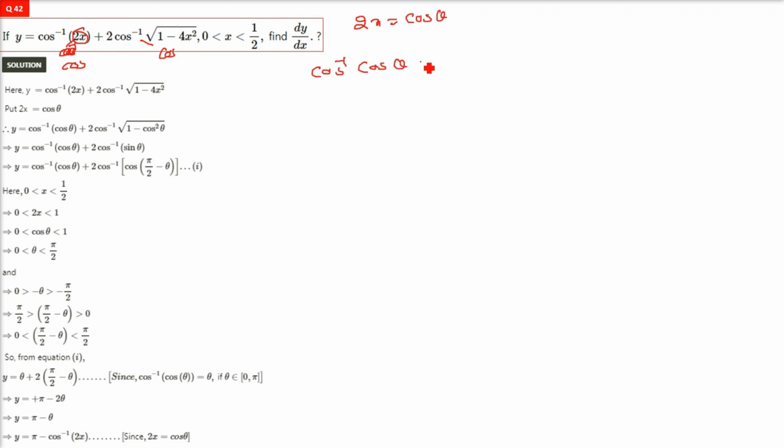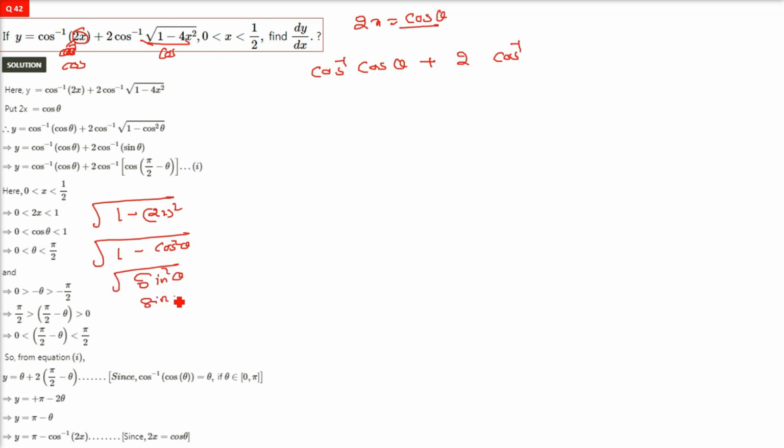cos of theta plus twice of cos inverse under root. Now 1 minus 4x square, let us take this. 1 minus 4x square can be written as 1 minus (2x) square, and 2x is nothing but cos theta. So it will be under root 1 minus cos square theta. 1 minus cos square theta is sin square theta, and under root of sin square theta will be equal to sin theta. Alright? But in order to cancel these two, you need cos, this sin in terms of cos. Because cos of (90 minus theta) is sin theta, and sin of (90 minus theta) is cos theta. So you can replace this sin theta by cos of (pi by 2 minus theta).